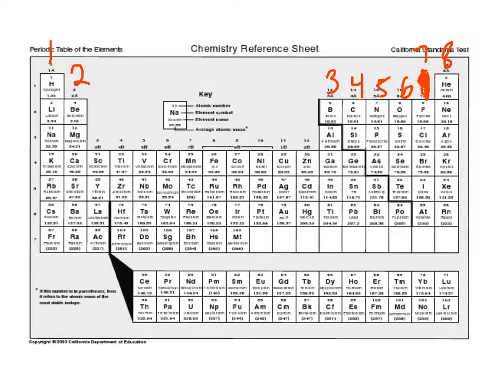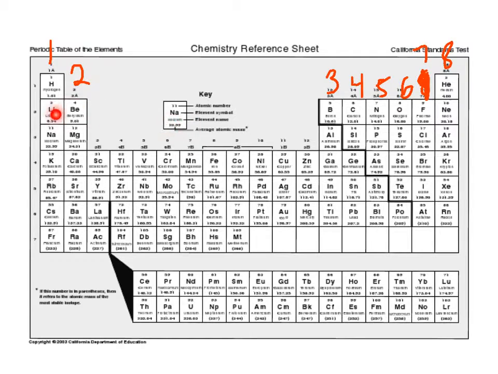Now, the nice part about knowing your group numbers is that your group numbers tell you how many valence electrons elements have in that family. Every element in the same family has the same amount of valence electrons. So everything in group 1 has 1 valence electron. Everything in group 2 has 2 valence electrons. Group 3 has 3 valence electrons. Group 4 has 4. Group 5 has 5 valence electrons. Group 6 has 6 valence electrons. Group 7 has 7 valence electrons. And Group 8, the noble gases, already have 8 valence electrons.